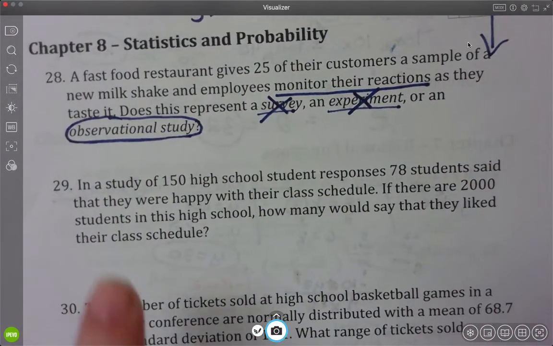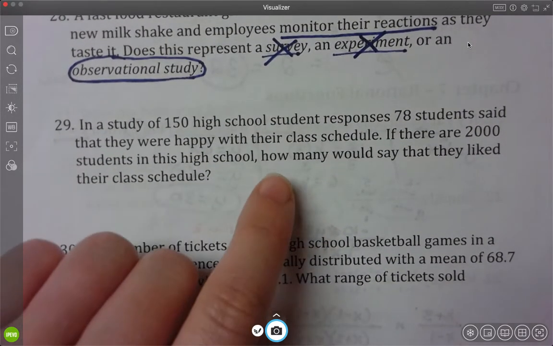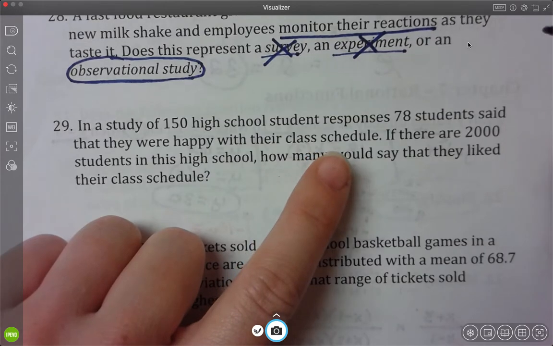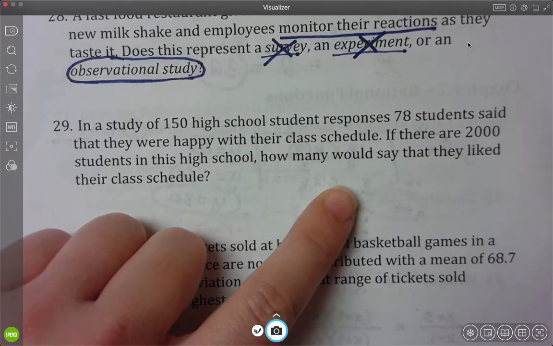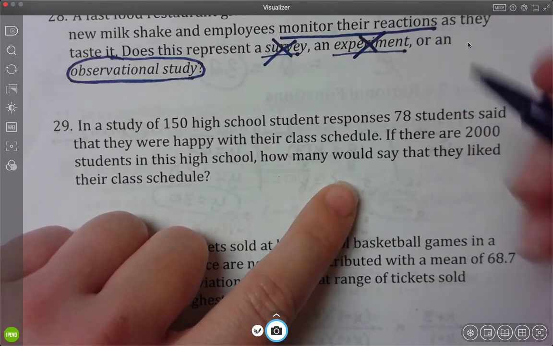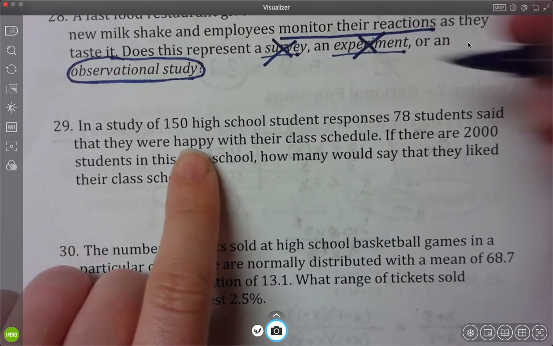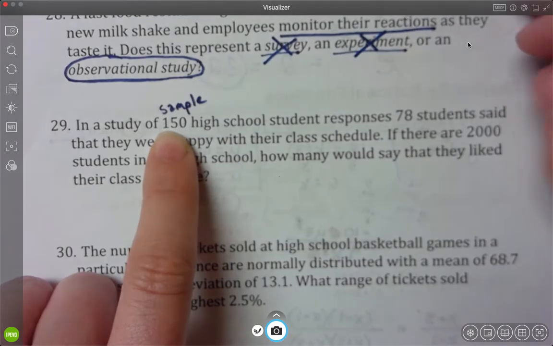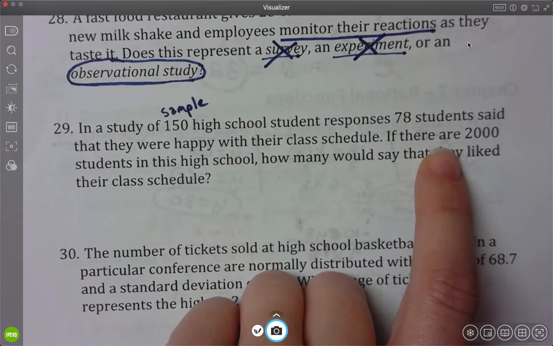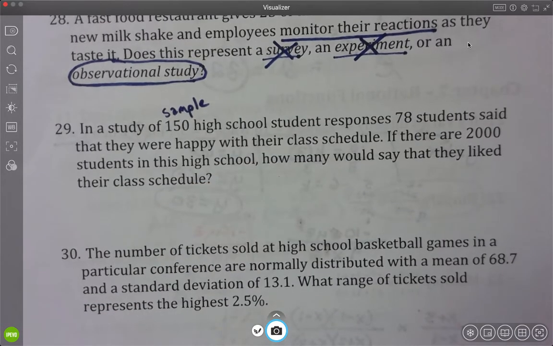All right, 29. In a study of 150 high school students, 78 students said that they were happy with their class schedule. Okay, that's only about half, 78 out of 150 liked their class schedule. So this was my sample. I sampled 150 students. Now, there were more than 150 students at the school. There were 2,000 students in the school, but I don't want to survey all 2,000 of them because that's a lot of people to have to survey.